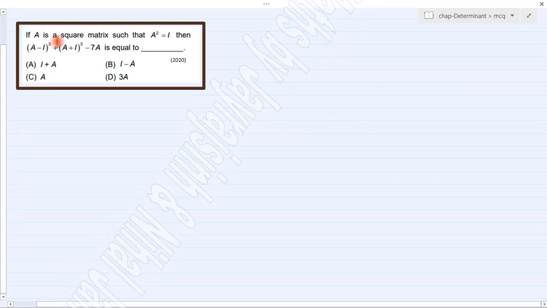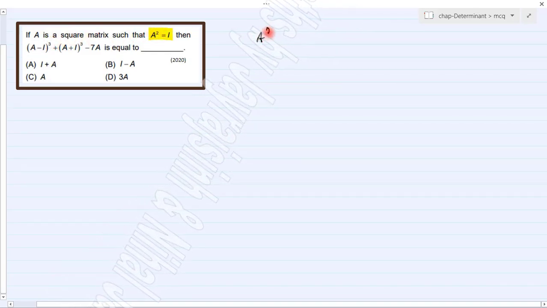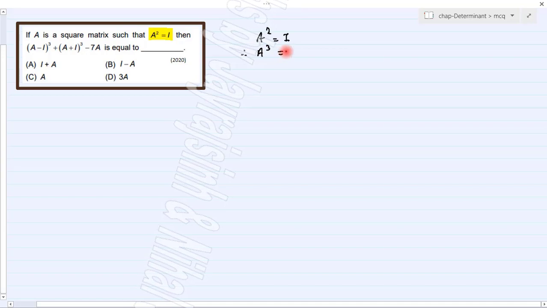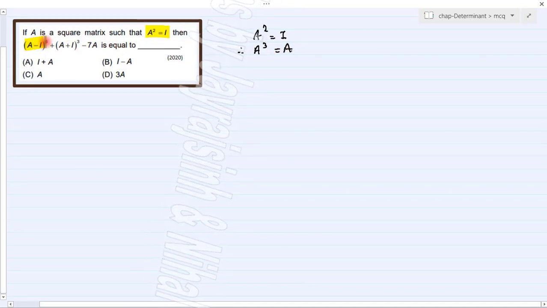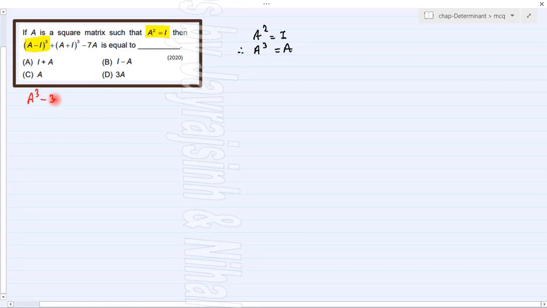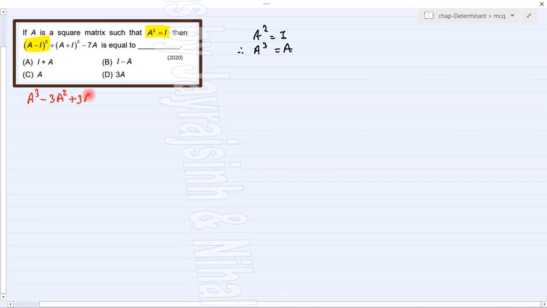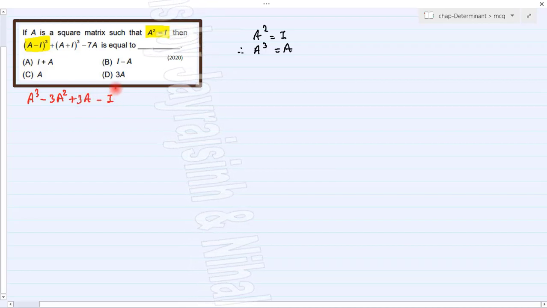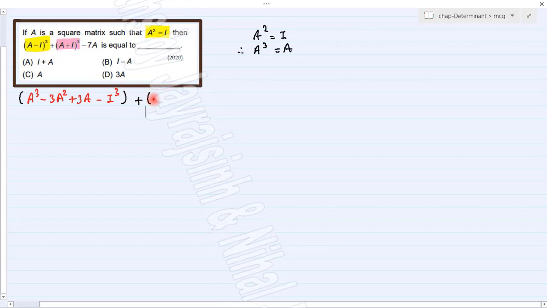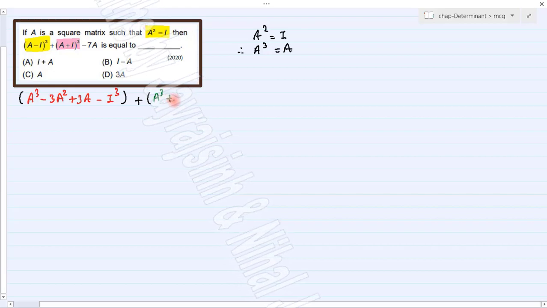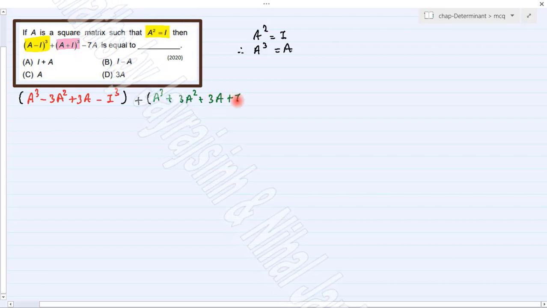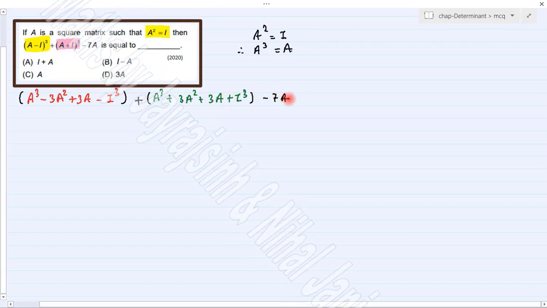Here, A is a square matrix such that A square is equal to I. Therefore, if we multiply A on both sides, we will get A cube is equal to A. Now let's expand A minus I the whole cube, which is A cube minus 3A square plus 3A minus I cube. Similarly, let's expand A plus I the whole cube, which will be A cube plus 3A square plus 3A plus I cube, minus 7A will be as it is.